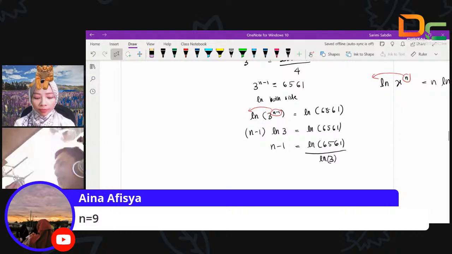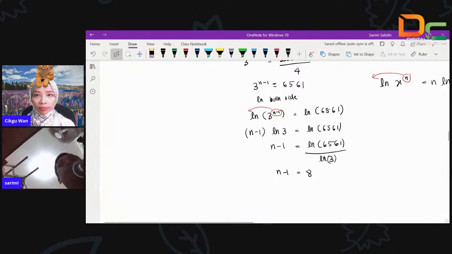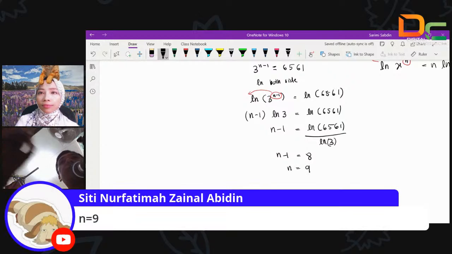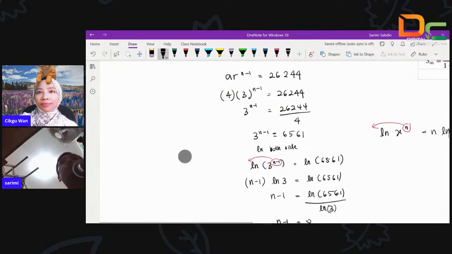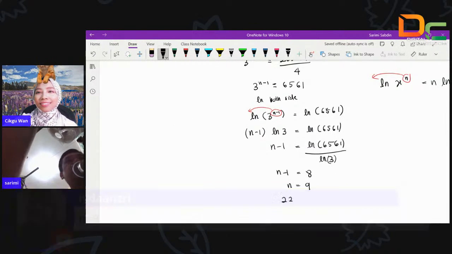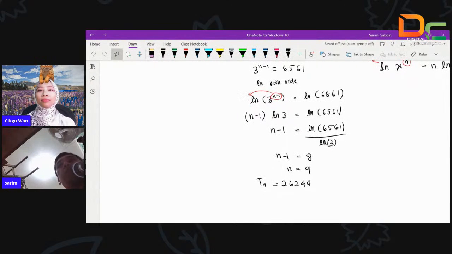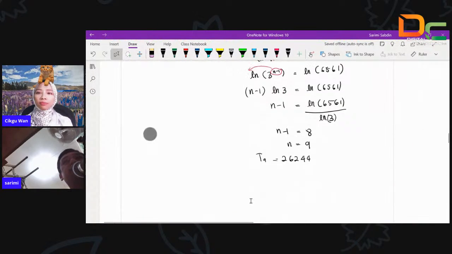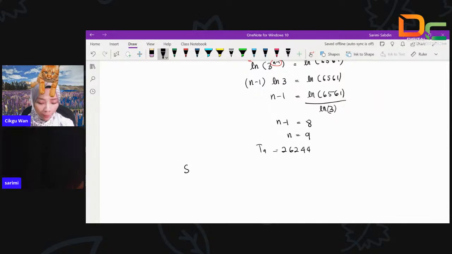You can calculate this using your calculator, and you will get 8. So n minus 1 is 8, so n is equal to 9. That means 26244 is the ninth term, T9. So the Sn we want to find is S9, because the last term is the 9th term. If we add everything up, it is S9.